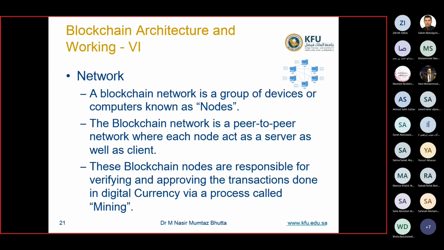In blockchain, anyone can become a server and anyone can become a client. For example, you join the blockchain network, so people may start requesting some information from you. In a minute, it will become clear what that information is. So you will act as a server and provide that information. And also, you can request some information from people in other parts of the network, and they will become the server and provide you that information. That's why blockchain is called a peer-to-peer network, where every node is acting as a server as well as a client. So what are the responsibilities? The blockchain nodes are responsible for verifying and approving the transactions.